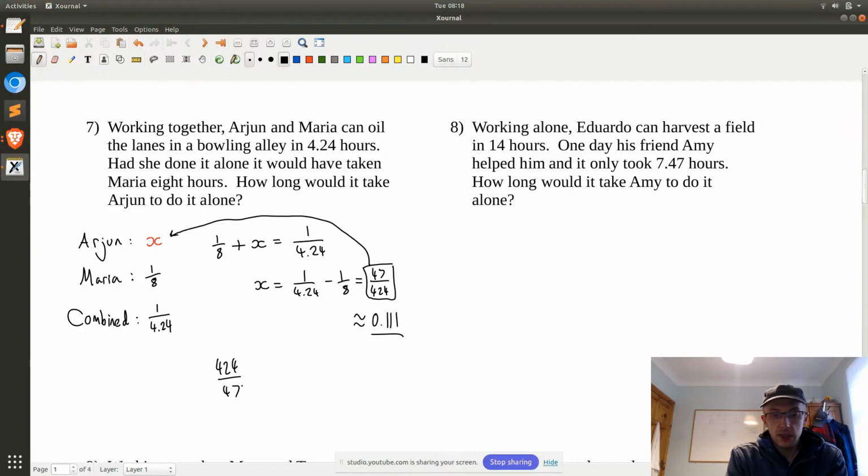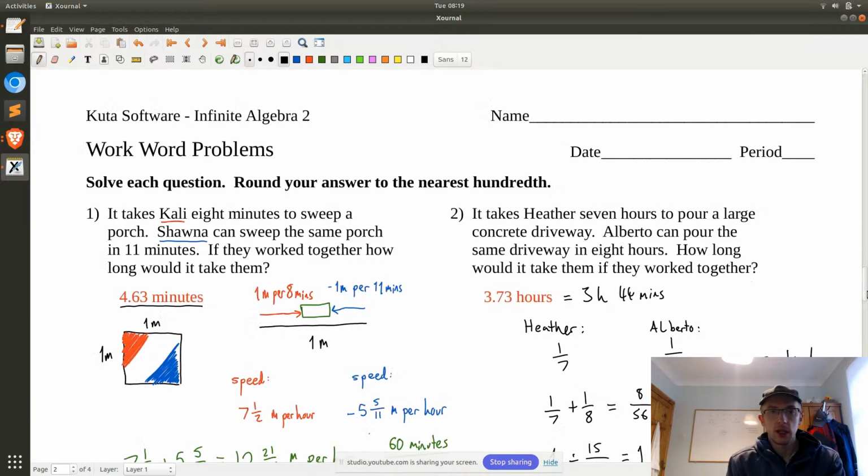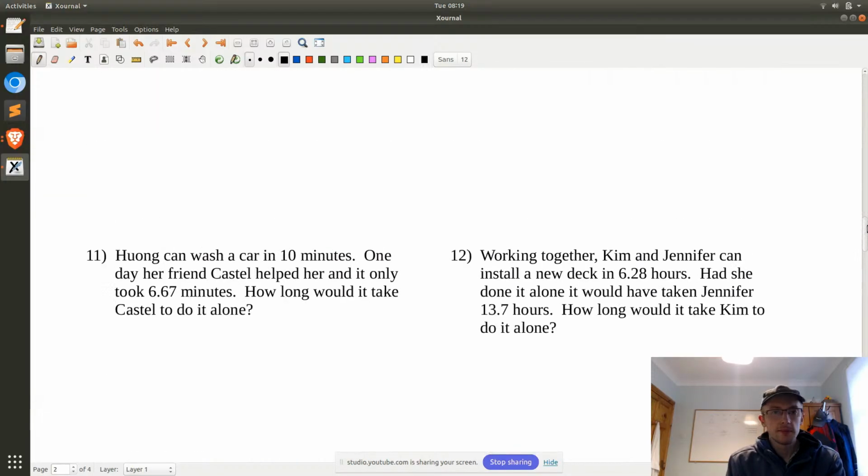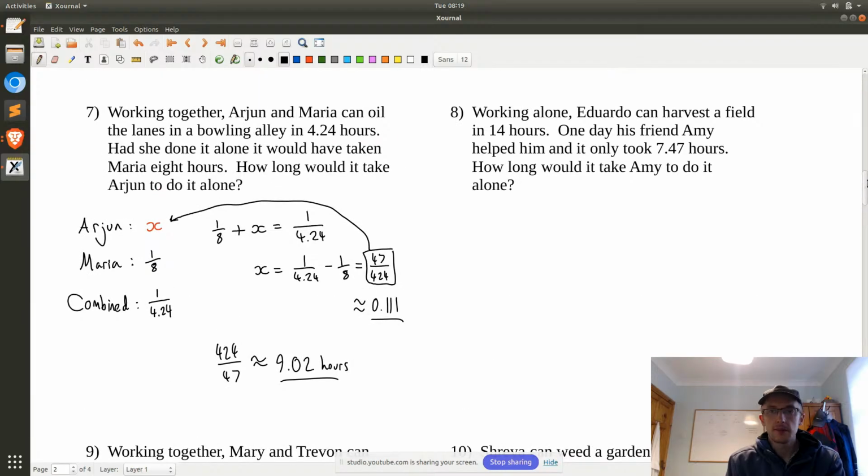So 424. Can you believe it? I just wrote 242. 424 over 47. And we get 9.02 to the nearest hundredth. We go down here and we see that that is correct. Great.